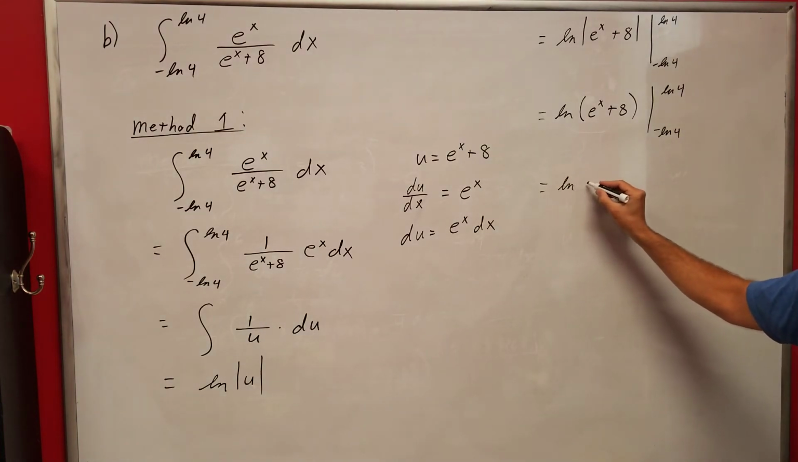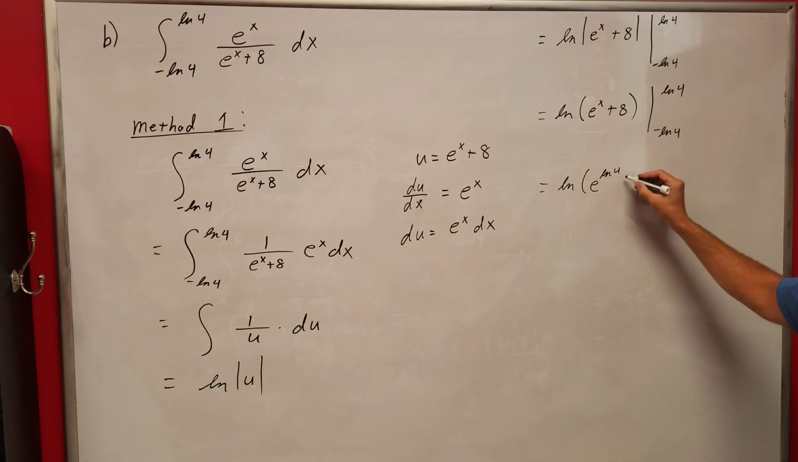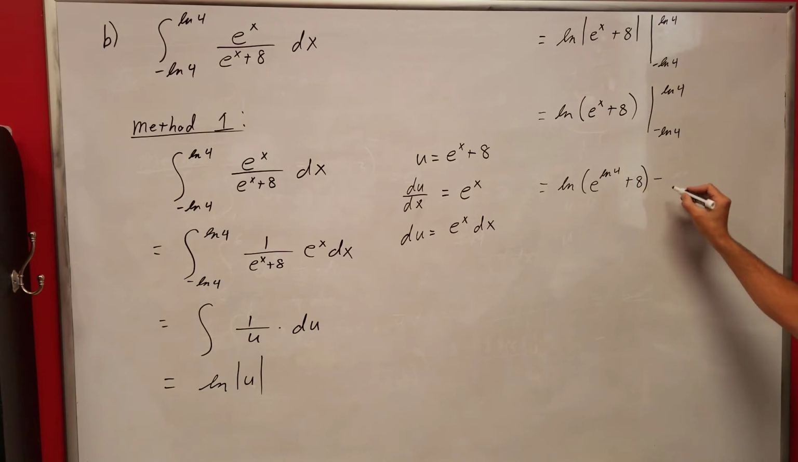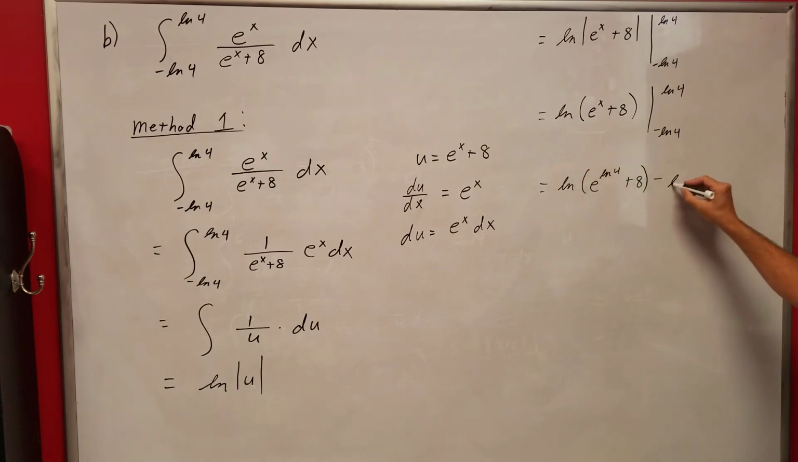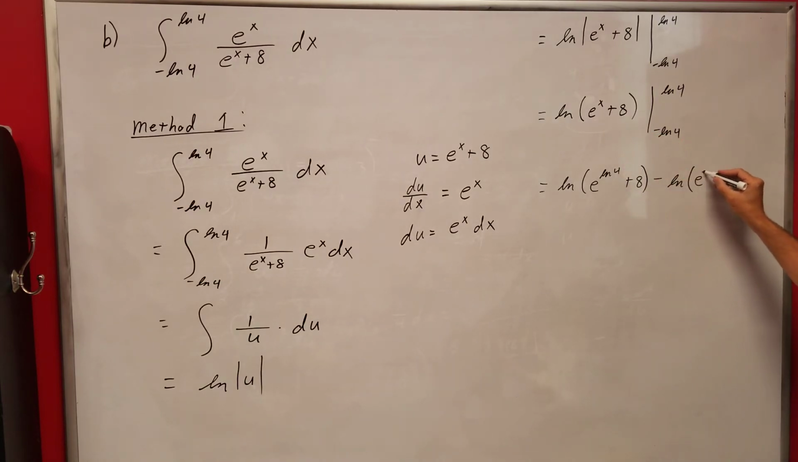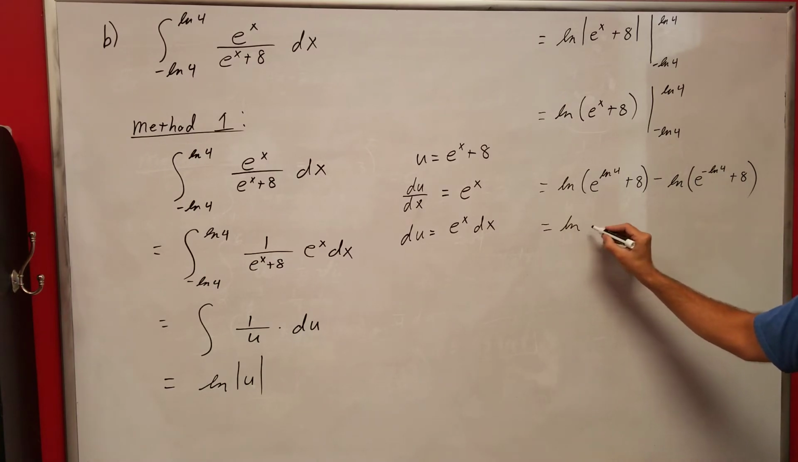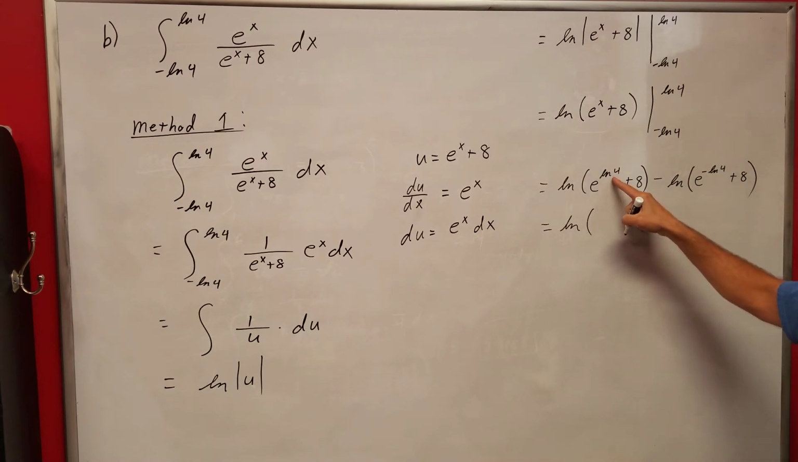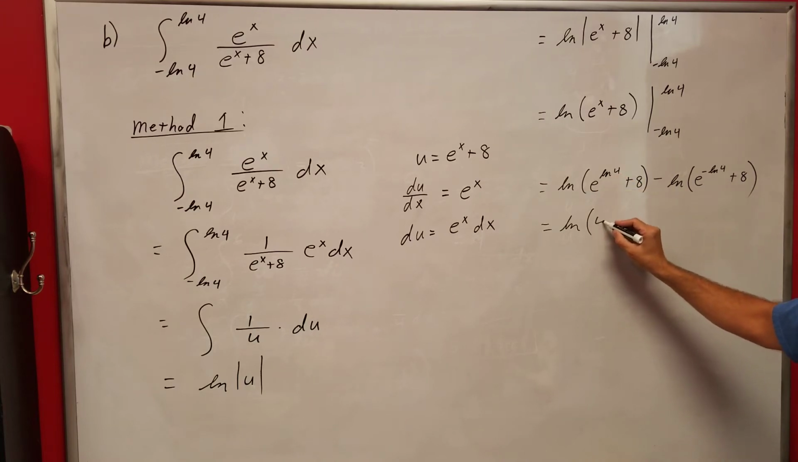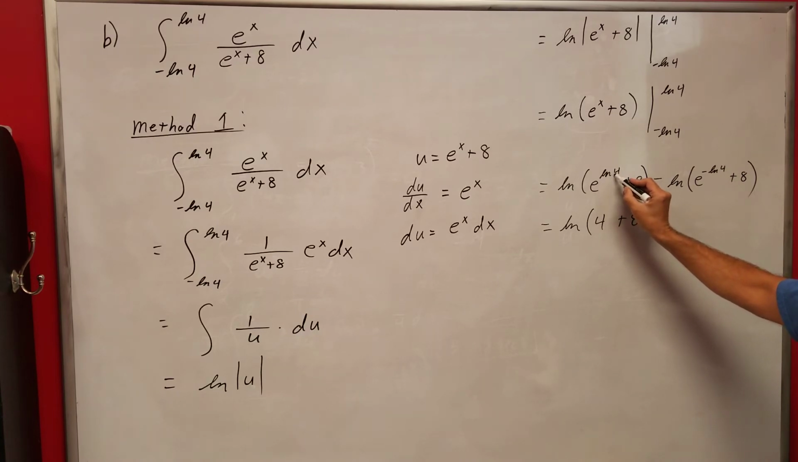Now let's say this is the natural log of e raised to the natural log of 4 plus 8 minus this stuff evaluated at negative natural log of 4. So e to negative natural log of 4 plus 8. Let's see, so what do I get here? I get natural log. What is e raised to the natural log of 4? Just 4, right? Plus 8.